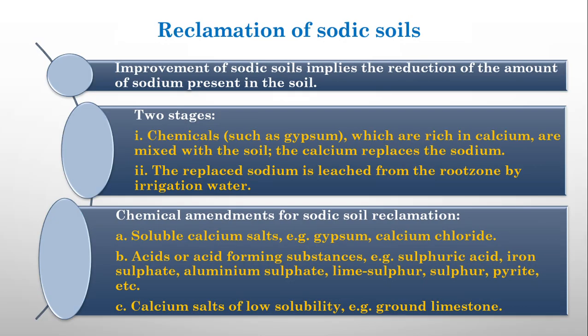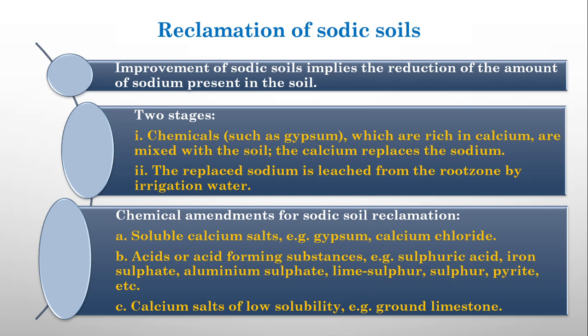Now, how to reclaim these kinds of soil? How to amend this kind of soil? How to remove this sodicity? So, there are two stages for that. One is we can use chemicals, like gypsum, which is rich in calcium and mixed with the soil, the calcium replaces the sodium. So, that is step one. And in step two, we have already replaced the sodium, and the replaced sodium has to be leached from the root zone by irrigation water. So these are the two stages by which we can reclaim the sodic soils.